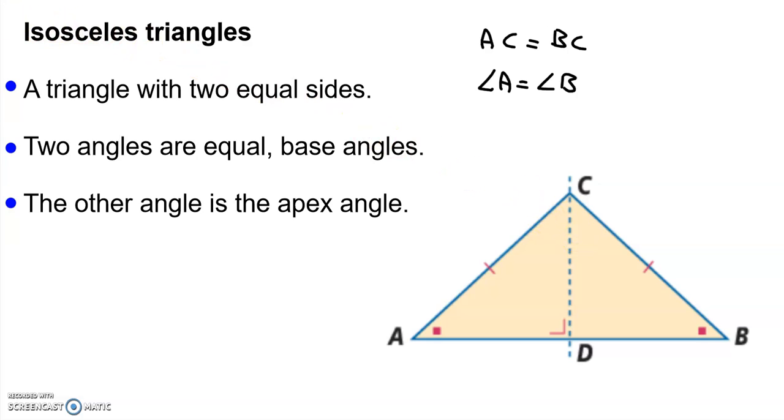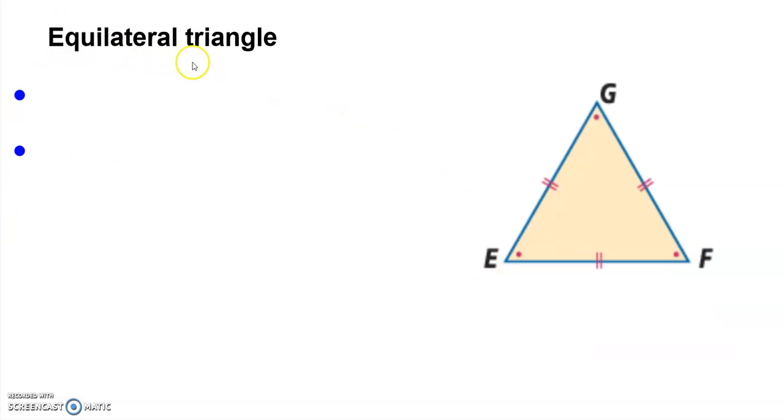There's one more special triangle, and it's called the equilateral triangle. And when you take a look at all the symbols in this example, this means that side EF is equal to FG is equal to GE. So all the sides have the same length.